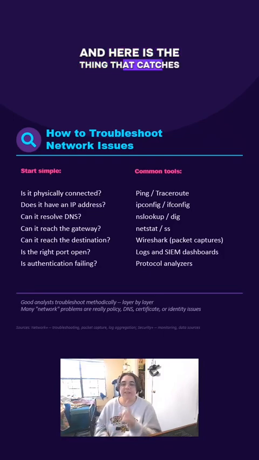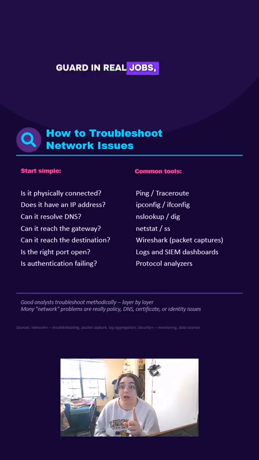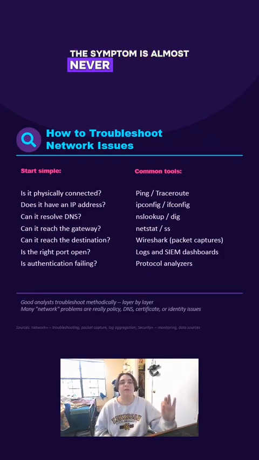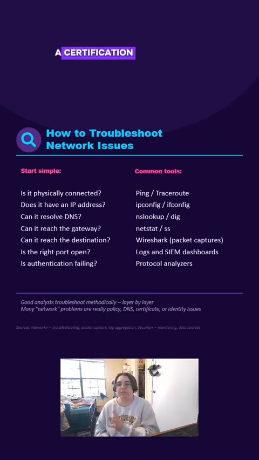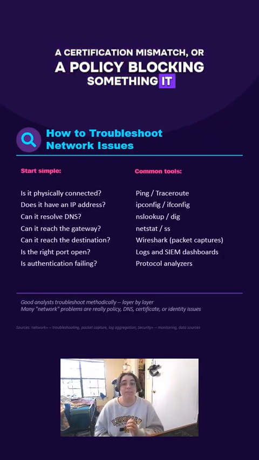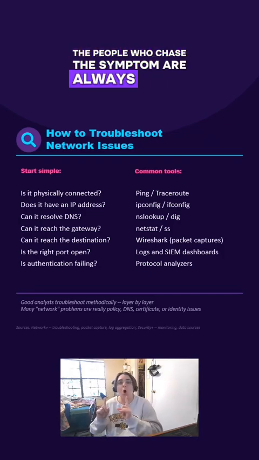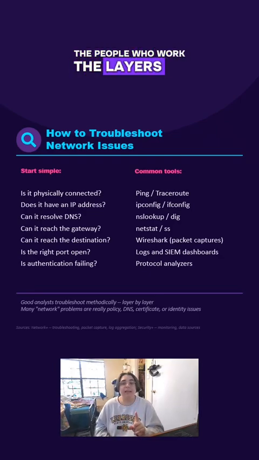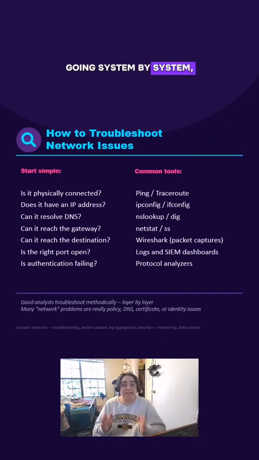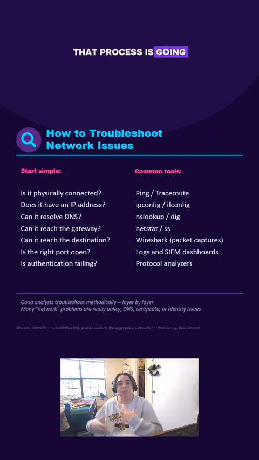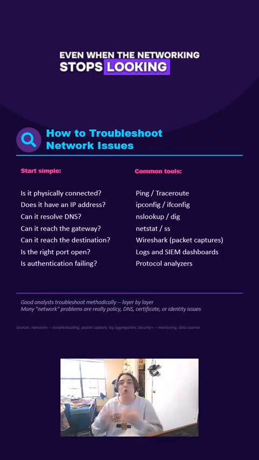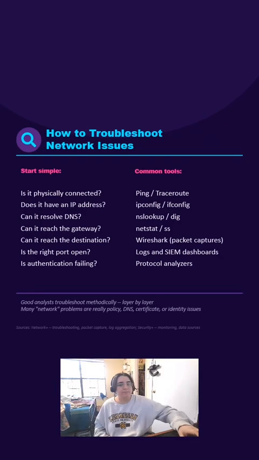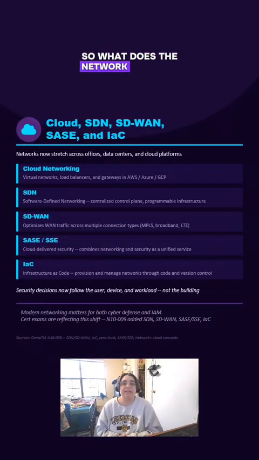And here is the thing that catches people off guard in real jobs, all right? The symptom is almost never going to tell you the cause. What looks like a networking problem is often a DNS issue, a certificate mismatch, or a policy blocking something it shouldn't be. The people who chase the symptom are always going to stay stuck. The people who work the layers to find the actual problem, going system by system, that process is going to be more efficient for you. Everything we have covered still applies even when the networking stops looking traditional, okay? Keep that in mind.